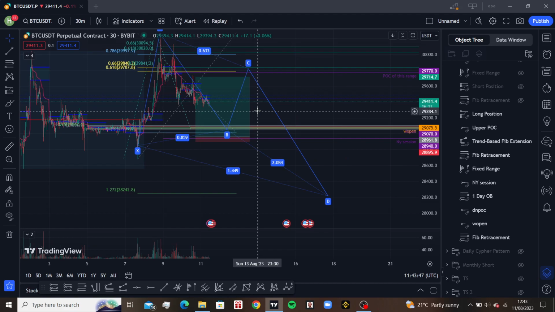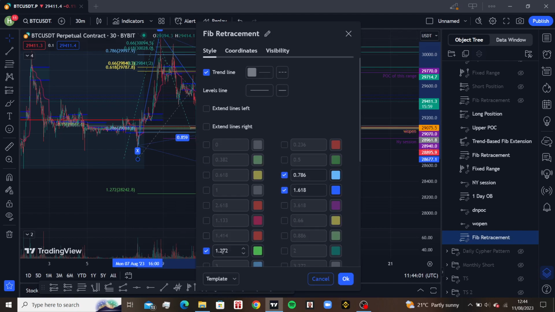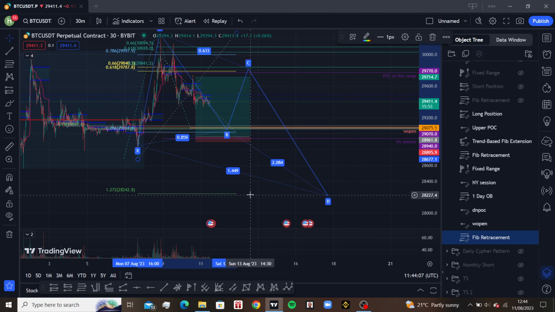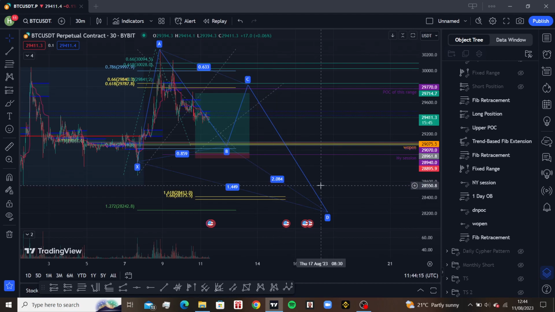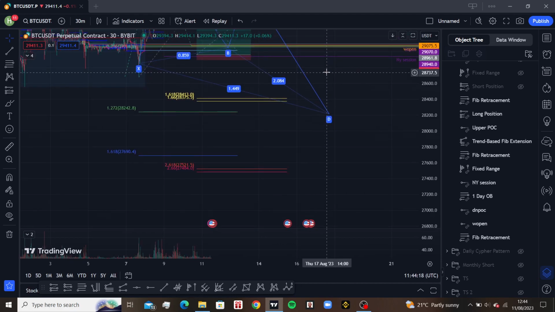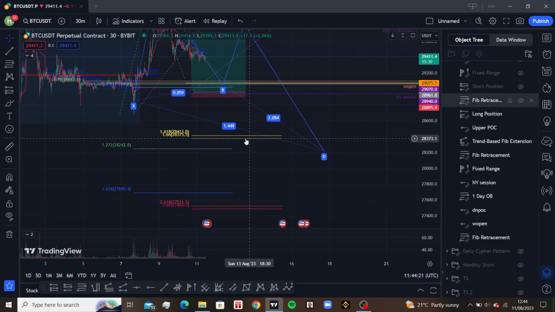We have to look for our reversal to our point D. So if we open up the fib retracement from X to A, you can edit it and include 1.272 and the 1.618. The second thing that we do is use a fib retracement from our hypothetical point B and point C and mark our 1.618 and our 2.618. As you can see around this area, there starts to be a bit of a confluence.